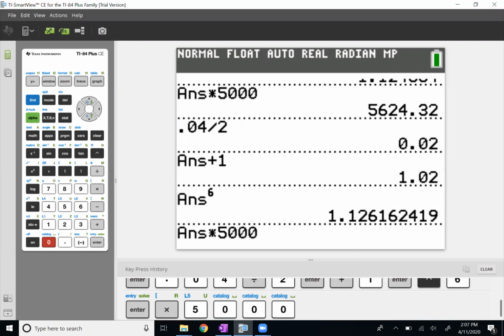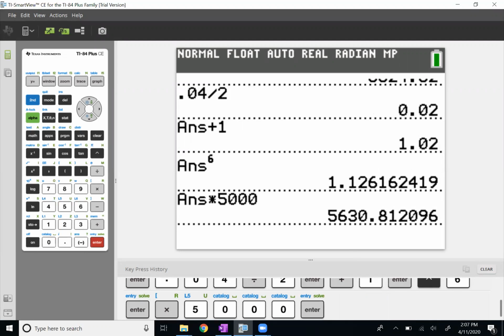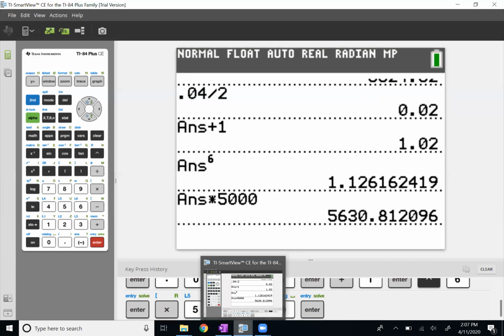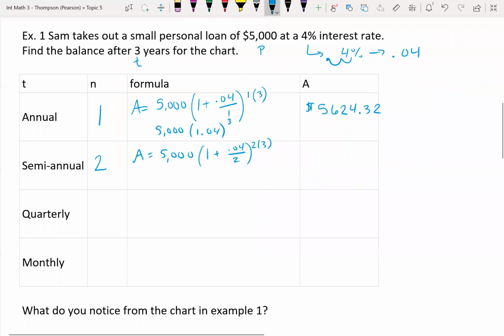If using this calculator is a little bit new to you, take your time and pause or rewatch that again. So I get this value, 5,630.812096, and so on and so forth. I have to decide where I'm going to round here. The problem doesn't tell me where to round, but I'm dealing with money, so I'm automatically going to round to the nearest cent. So I look at 0.81, the next value is a 2, so it does not round up. So my answer here is going to be $5,630.81. All right. I'm going to go through the next 2 a little quicker.